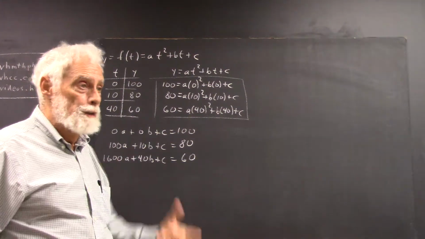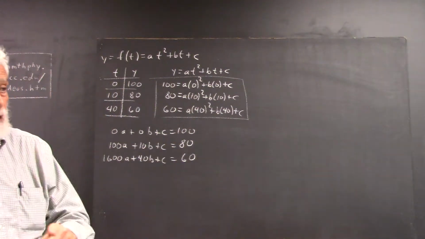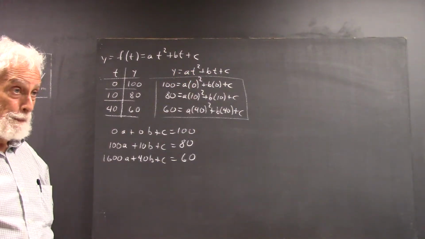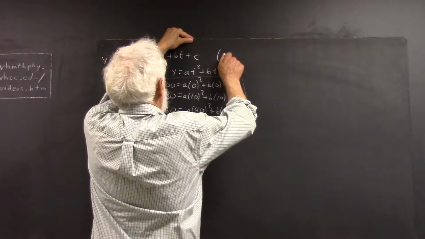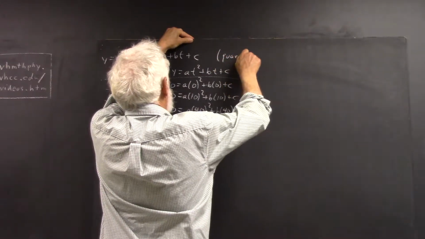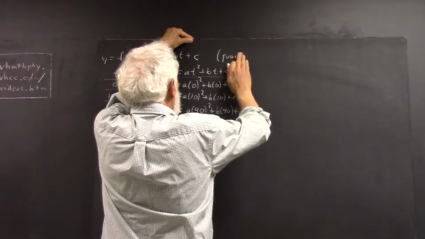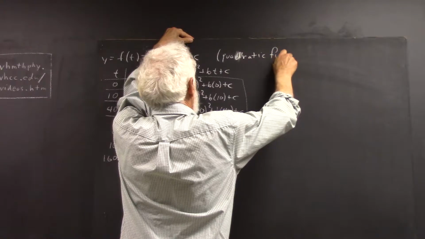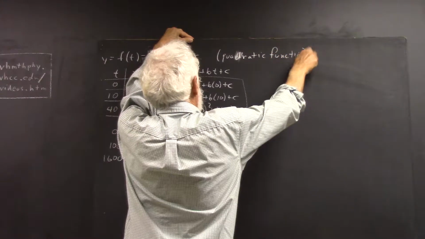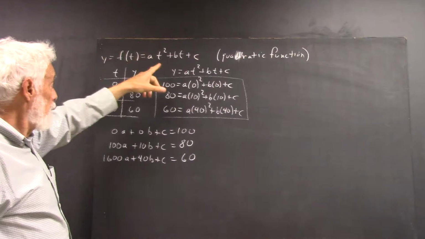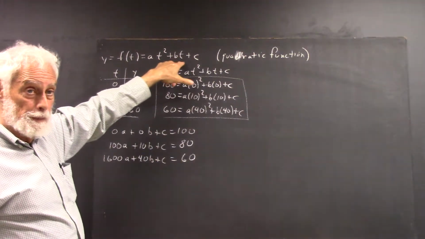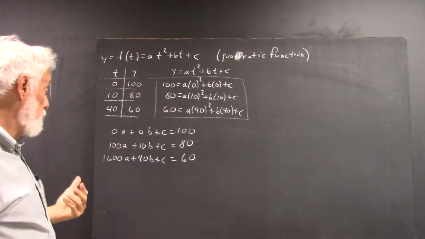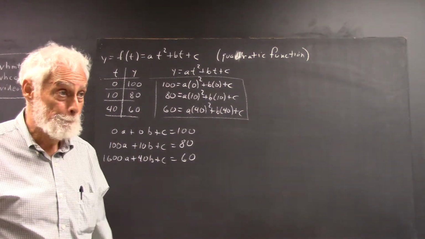Okay? So now, anytime you have a quadratic function, this is a quadratic function, okay? So let's write down that word. Quadratic. Any quadratic function of t can be expressed as some multiple of t squared plus some multiple of t plus some number. That's what we mean by a quadratic expression, or quadratic function, okay?